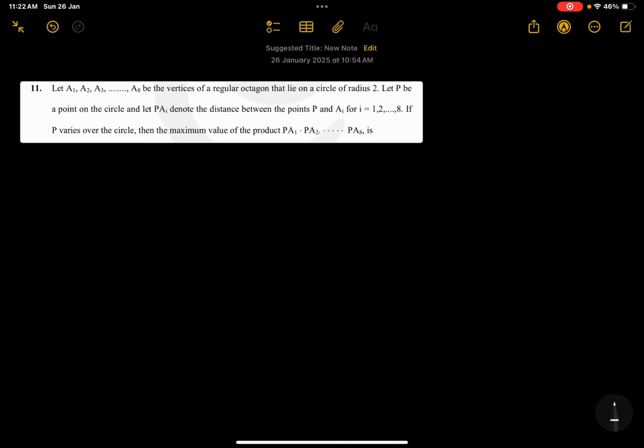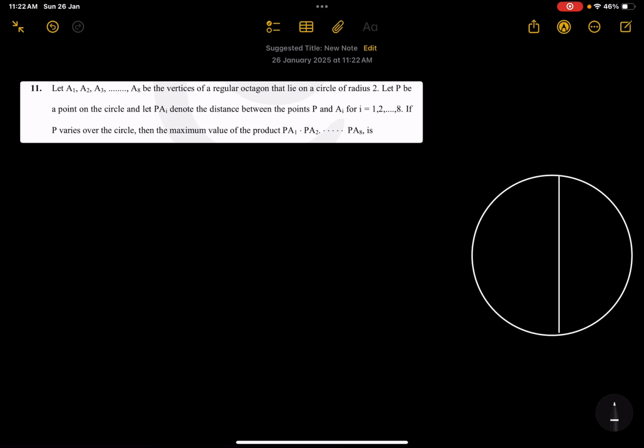For this one, we are given a regular octagon in a circle of radius 2. So let's start with our circle and our octagon.